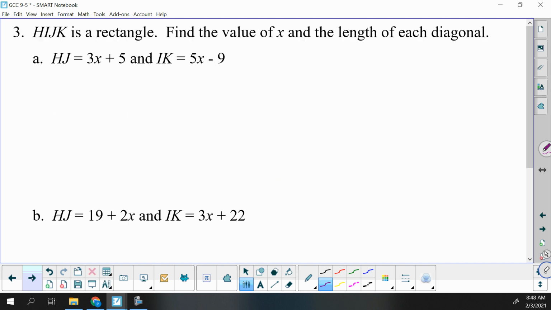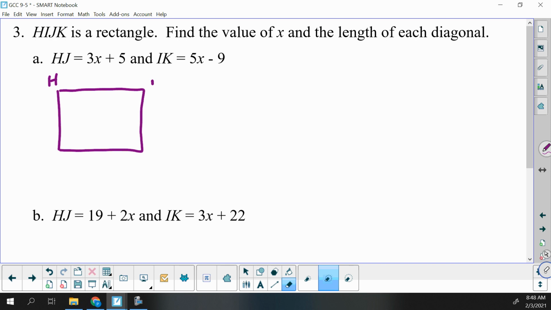Moving to the last page for today, page 25, we're going to look at some algebraic problems. If you're not given a picture with these, it's always good to draw a picture. So we have HIJK is a rectangle. So let's draw a rectangle, and we'll label it HIJK.